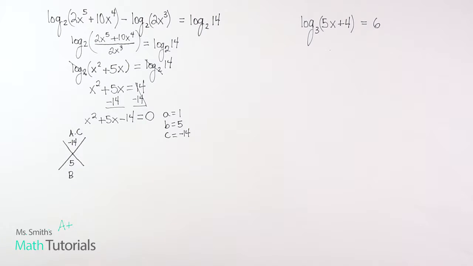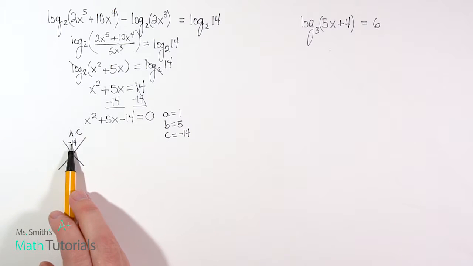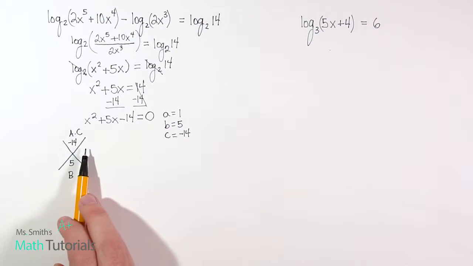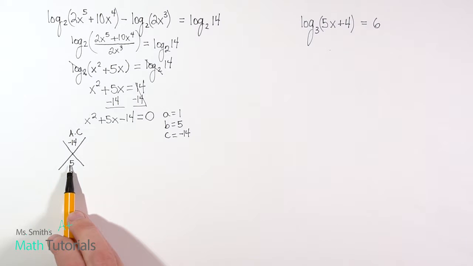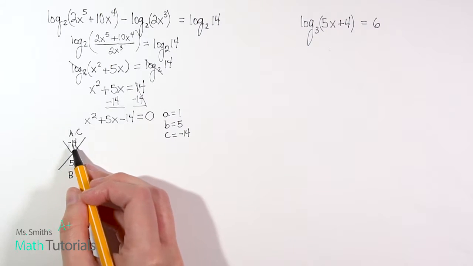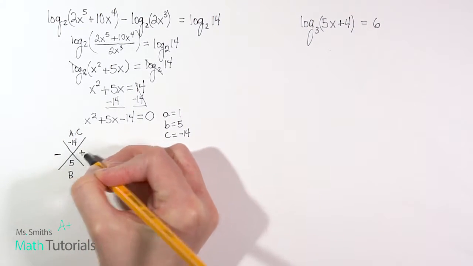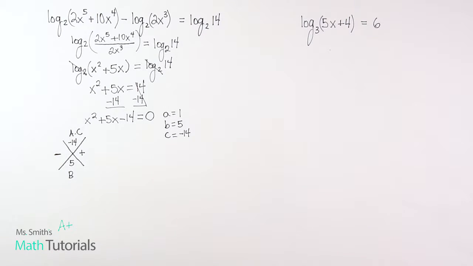I always like to figure out my signs before I figure out my values. So what multiplies to give me a negative and adds to give me a positive? So hopefully you're thinking a negative and a positive. That would be the only way we could multiply and end up with a negative. So I know I need a negative and I need a positive. And then I've got to think, what multiplies to give me negative 14 and would add to give me 5?